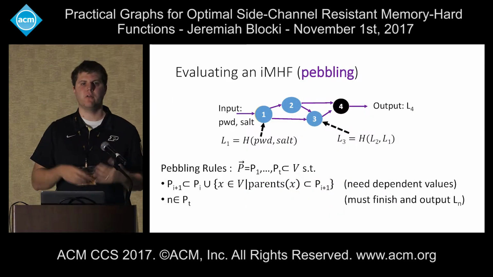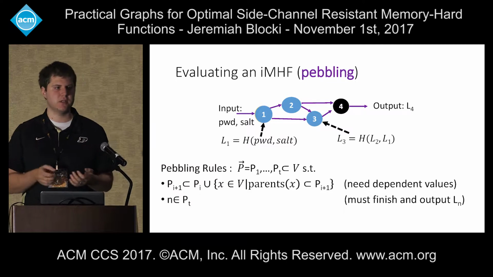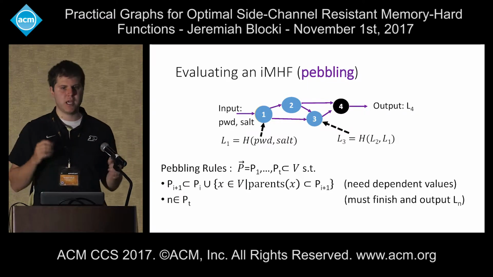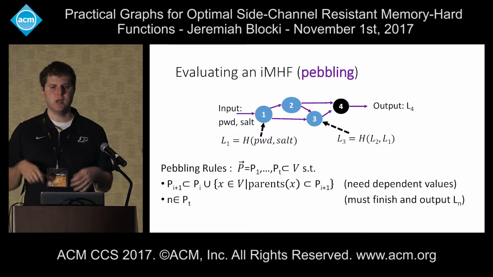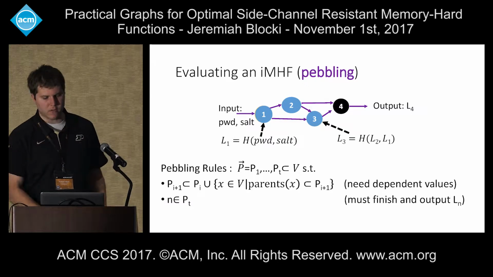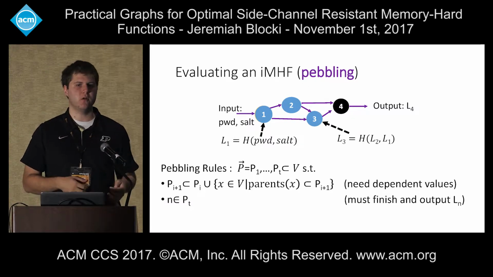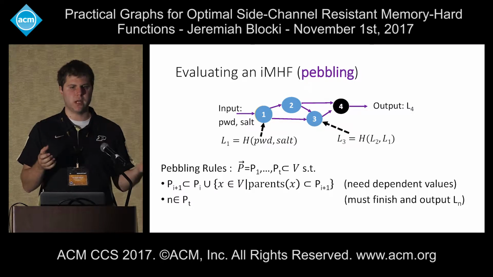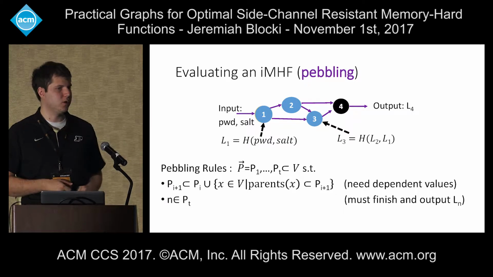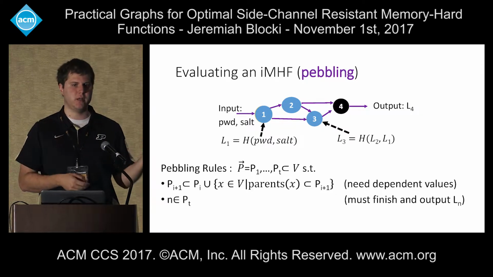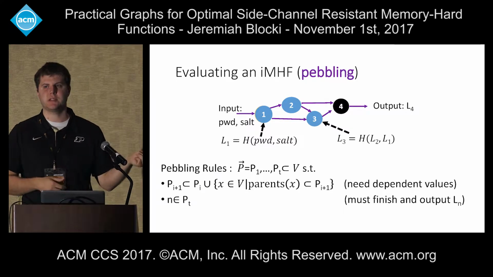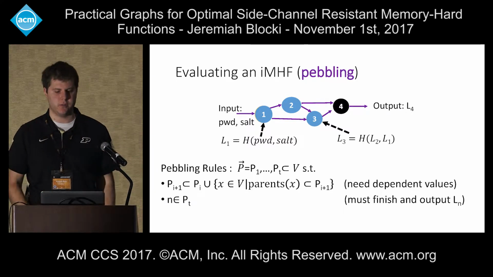To evaluate an MHF, it's helpful to use the language of graph pebbling. Graph pebbling is just a game in which you can place pebbles on each node. Placing a pebble on a node means that you're computing that particular value. Of course, there are some constraints. You can only compute a new label if you happen to have all of the initial dependent values in memory already. So you can place a new pebble on the graph if and only if during the previous step you had pebbles on all of the parents of that node.